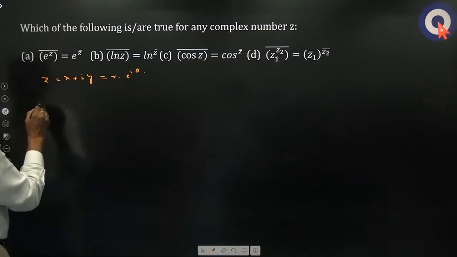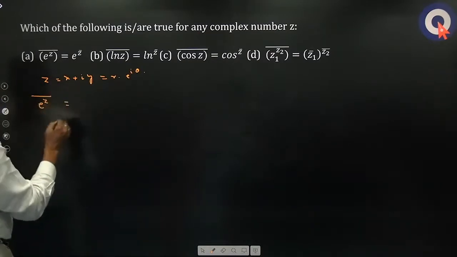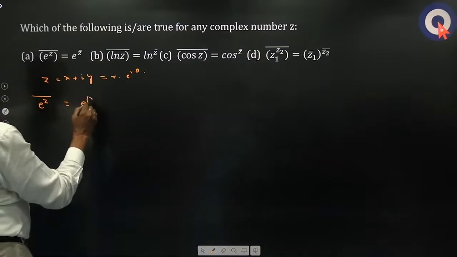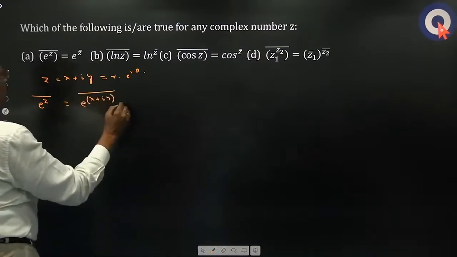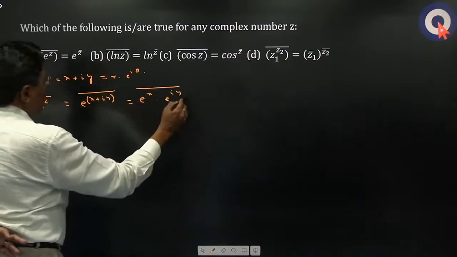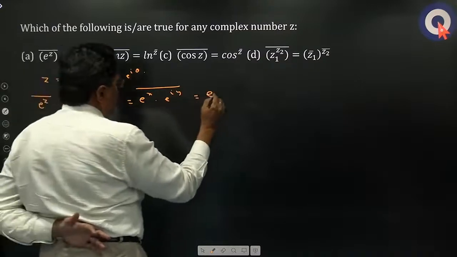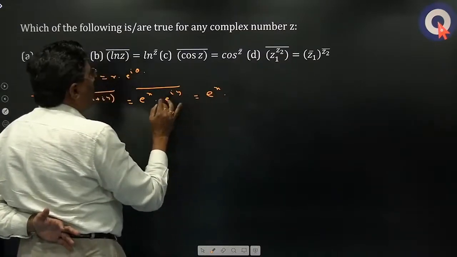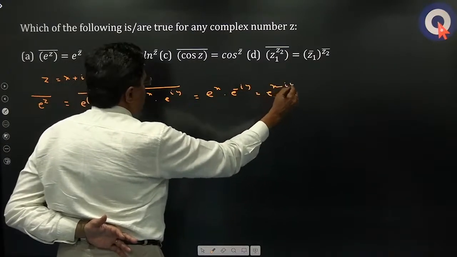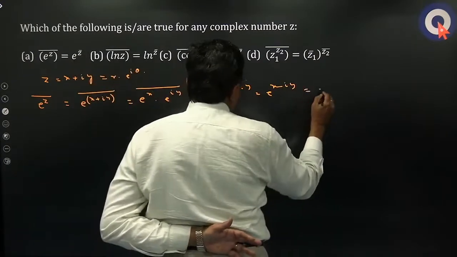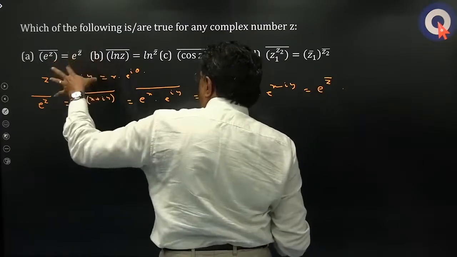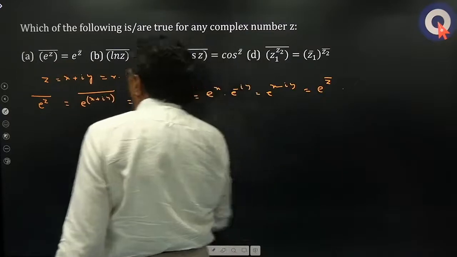So e power z, mod. So this is the conjugate of e power z, right? So z is x plus iy, and we take its conjugate. So this is e power x into e power iy, conjugate, which is e power x, which is real anyway, and the conjugate of i is minus i, into e to the power of minus iy. This becomes e power x minus iy. So x minus iy will be z bar. So e power z bar. Therefore, the conjugate of e power z is e power z bar. So option A is correct.